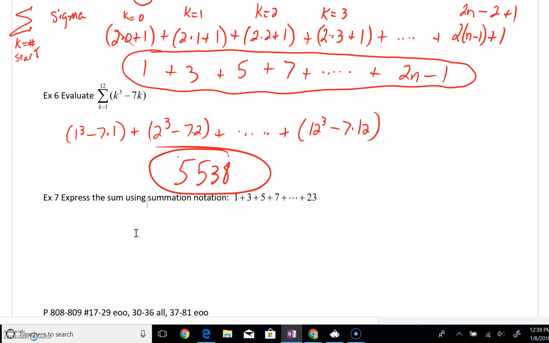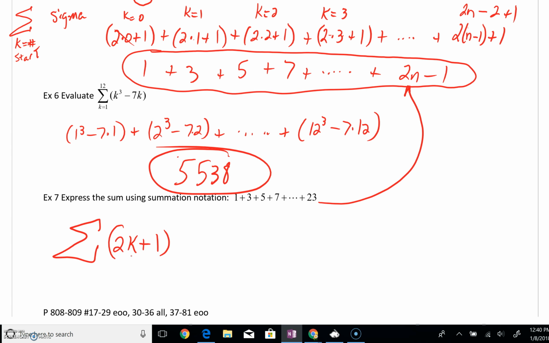It says, express using sigma. Express using sigma. And there are actually a couple of ways we can do this. You can see we've got 1 plus 3 plus 5 plus 7 plus 23. I think what kids are quickly going to notice is, hey, wait a minute, that looks just like example 5. And how do we know? Well, we've got all those odd numbers. 1 plus 3 plus 5 plus 7, and we keep going and going and going, and we're going to go all the way up to 23.